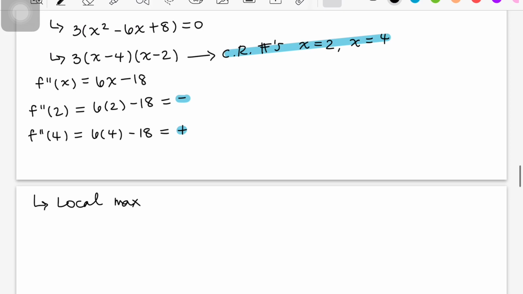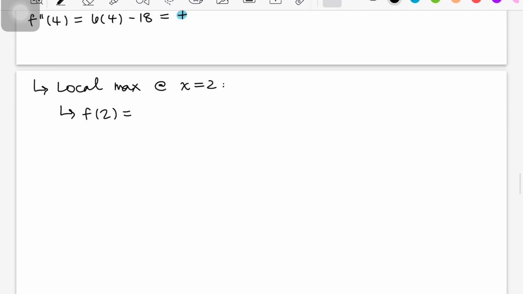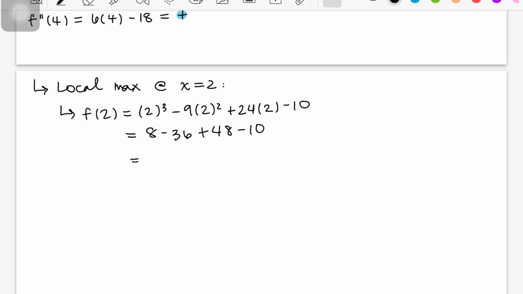First, we know that we're going to have a local max when x is equal to 2. So we need to evaluate our function at that point. And our function was that there. So plugging this in, we'll get 10 here. So this tells us we have a local maximum at this point.